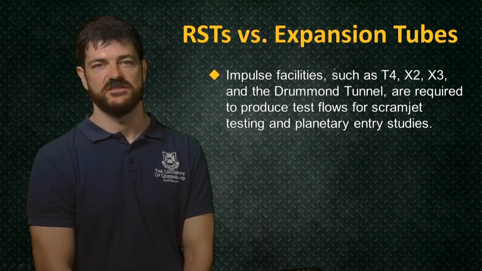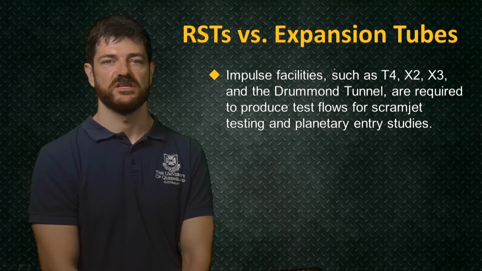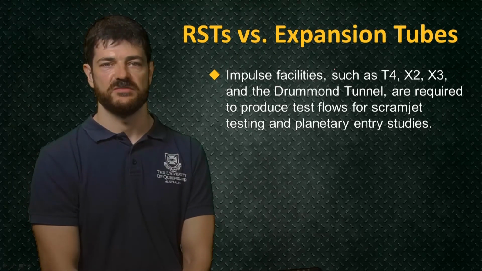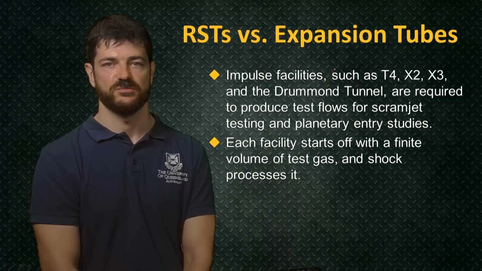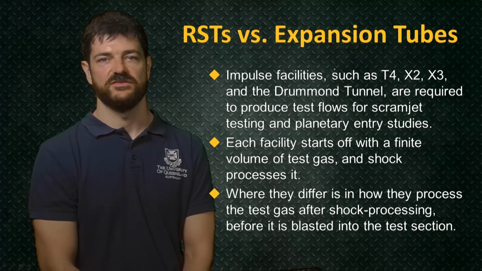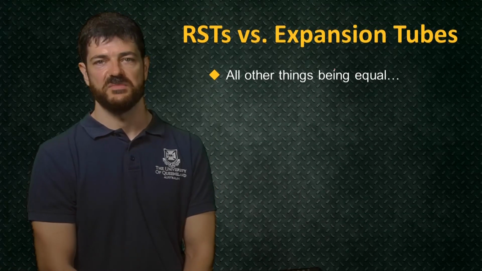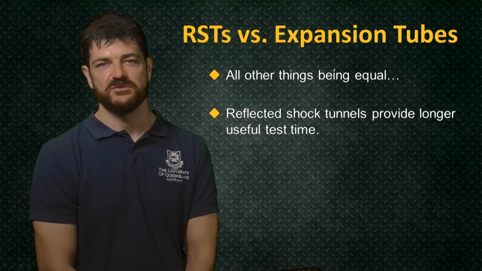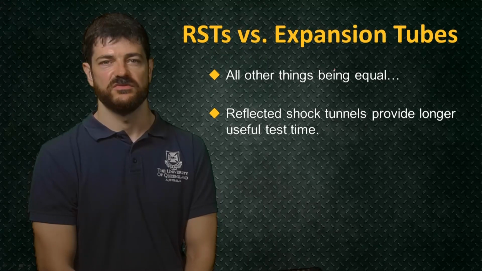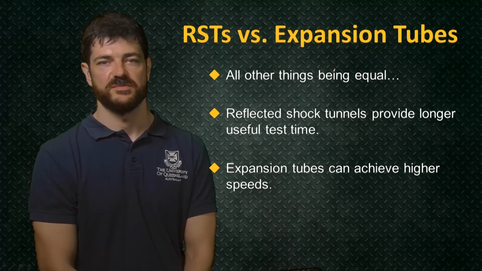Impulse facilities such as T4, X2, X3 and the Drummond Tunnel are required to produce flows for scramjet testing and flows for planetary entry studies. Each facility starts off with a finite volume of test gas and shock processes it. Where they differ is in how they process the test gas after shock processing, before the test gas is blasted into the test section. Which facility is used depends on the application, so all other things being equal, at speeds up to about 3 km per second, reflected shock tunnels provide the longest test times and the steadiest flows. If we need to go faster, we use an expansion tube.